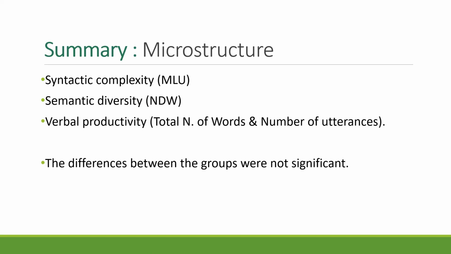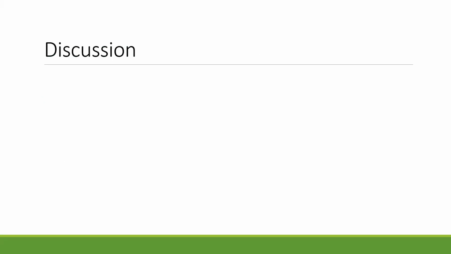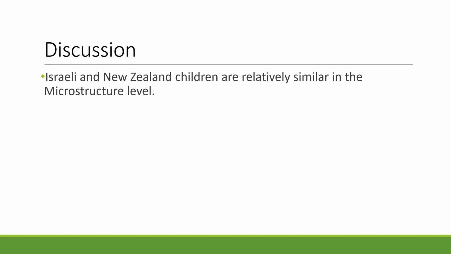To summarize, the Israeli children seem to be at an advantage regarding the syntactic complexity, the semantic diversity, and the verbal productivity. However, the differences between the groups were not significant. The results support the notion that Israeli and New Zealand children are relatively similar at the microstructure level of personal narratives.